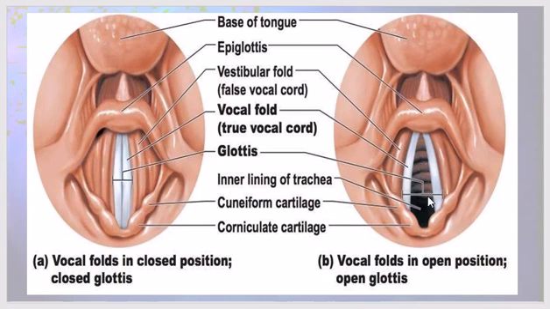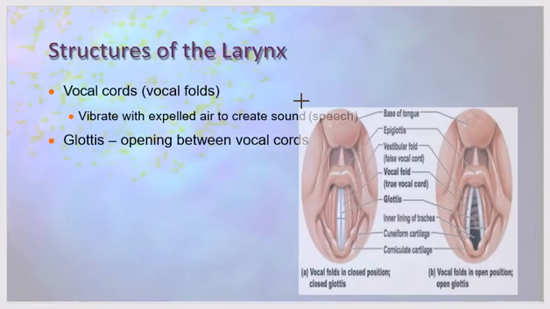You can see the internal trachea pipe over here. This is your trachea, and this is the same base of the tongue and your epiglottis. This is your vestibular fold, also known as the false vocal cord. Here, this white part is your vocal fold, also known as the true vocal cord. This is your glottis area, opened in the open way, open glottis, and this is your cuneiform cartilage. This is your corniculate cartilage. I hope you have understood the vocal fold area in the closed as well as in the open format.